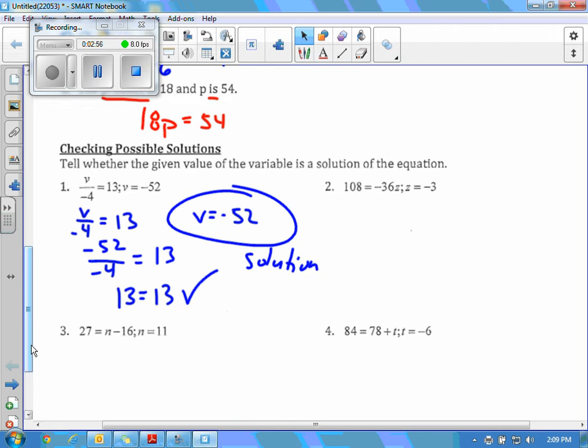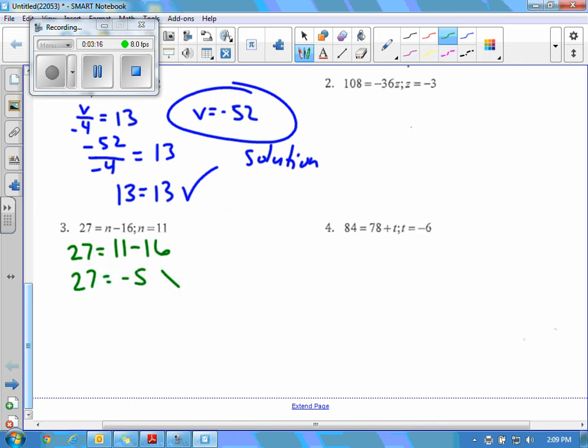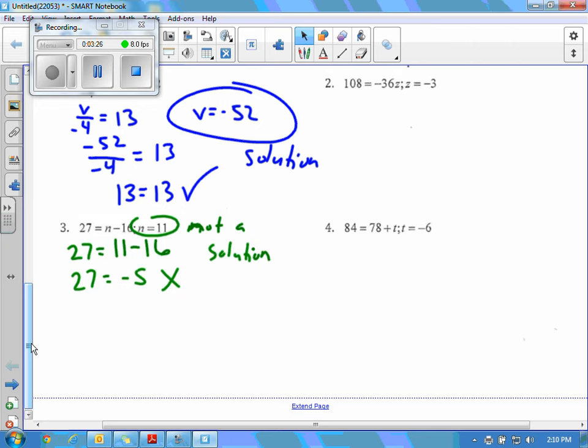I'm going to come down here to number 3. So for number 3, our equation is 27 equals n minus 16. And then the number that we're testing is 11. So I'm going to plug in 11 for n, so 27 equals 11 minus 16. I work that out. 11 minus 16 is negative 5. That is not a true statement. So we would say n equals 11 is not a solution. So you guys try 3 and you guys try 4.